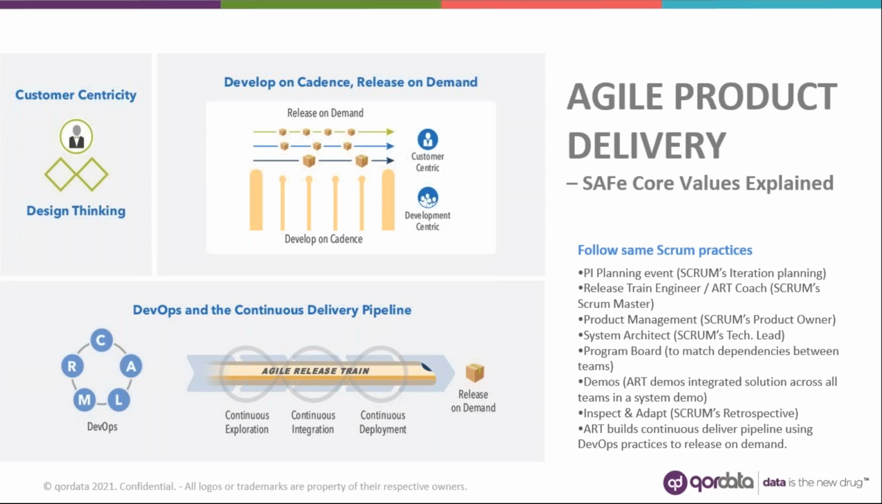The second core competency, or the core value, is basically agile product delivery, and it is a customer-centric approach to defining, building, and releasing a continuous flow of valuable products and services to customers and users. So basically, it follows Scrum practices. The PI planning event is basically equivalent to Scrum's iteration planning. The release train engineer or the ART coach is basically a Scrum's Scrum master. So there is an equivalency over here.